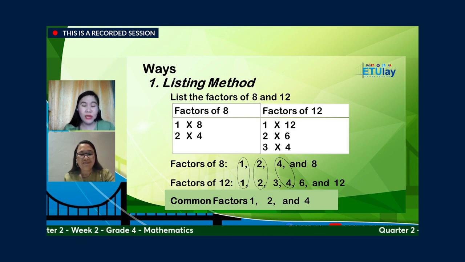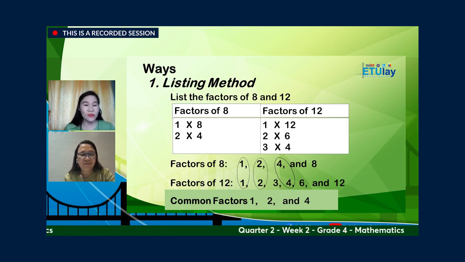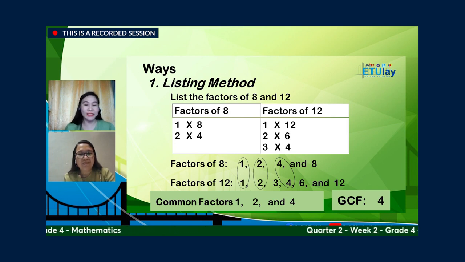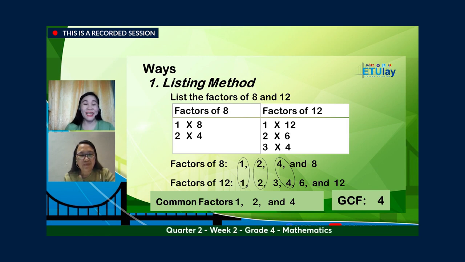So just look at the common factors. Ang kukunin natin dyan ay greatest common factor. By looking at those numbers, alin dyan sa tatlong yan ang greatest o pinakamalaki? Obviously, the GCF is 4. Correct. So, meron tayong GCF na 4. The factors of 8 and 12, the greatest factor is 4. Very good. So, ayan, ganyan lang kadali ang listing method.